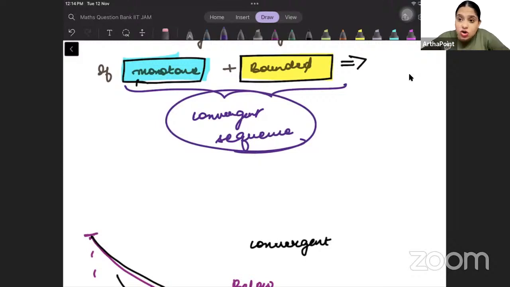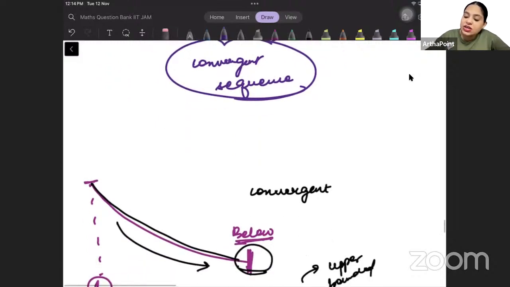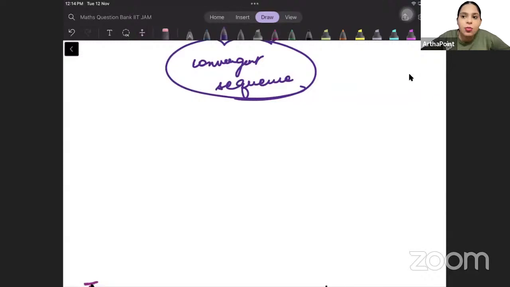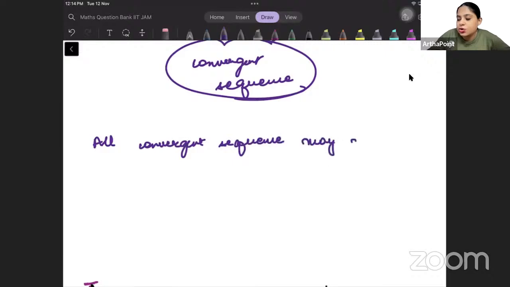But the reverse is not true. It means that it is not necessary that every convergent sequence is monotone. That's not true. So all convergent sequences may not be monotone.